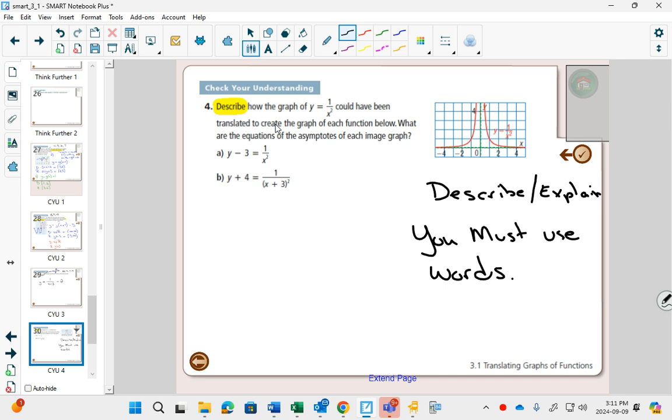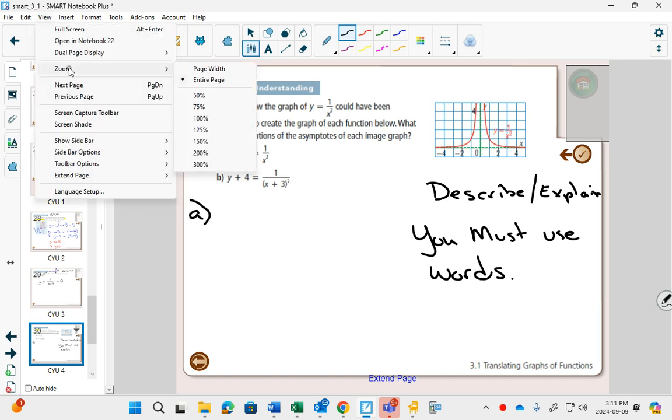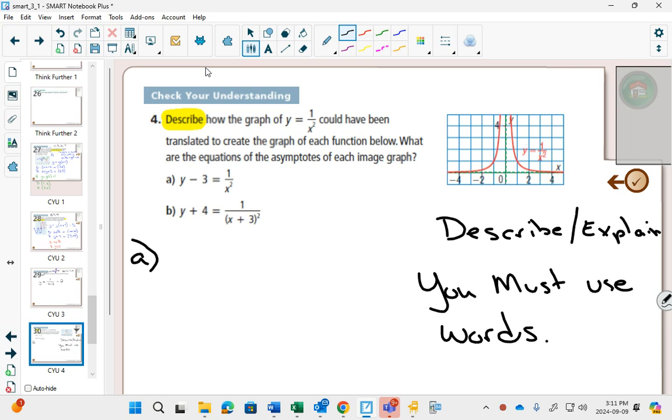So for part A, describe how the graph could have been translated to create the graph of each function below. What are the equations of the asymptotes of each graph?